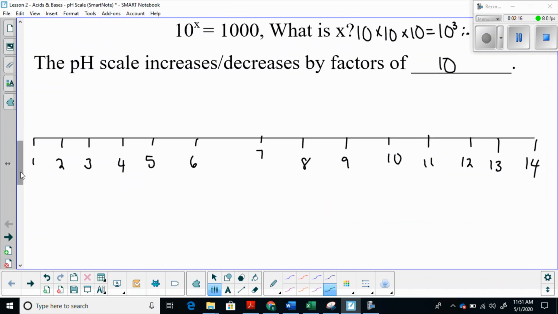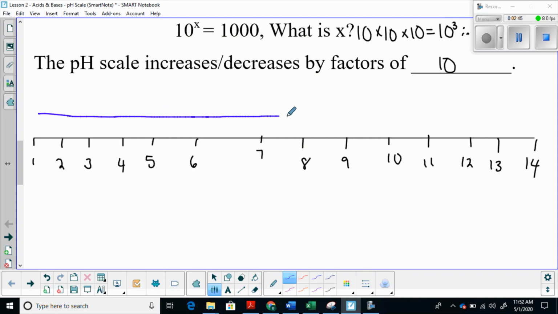So here I've drawn a pH scale, 1 to 14. Let's first of all look at what a pH scale means. Down here, from 1 to 7, we are in the acidic region. 7 is considered neutral, and between 7 and 14, we're considered to be in basic nature.